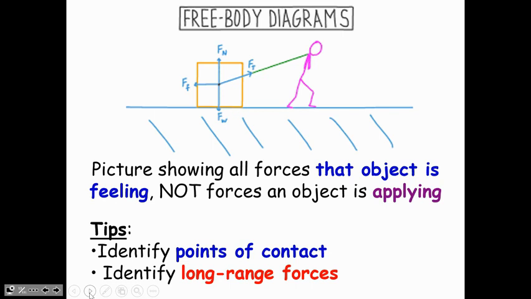And then you also have to identify any long-range forces. So if this box has mass, then it's probably going to have weight. So we're going to have to draw that downward weight force to account for the long-range force of gravity.